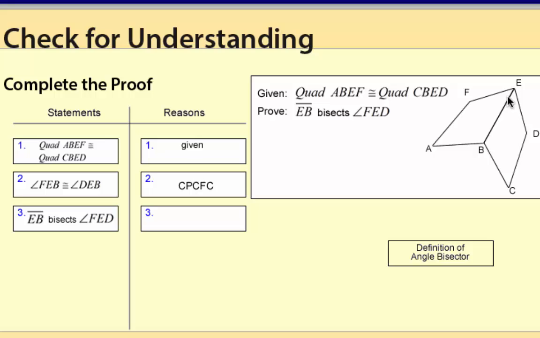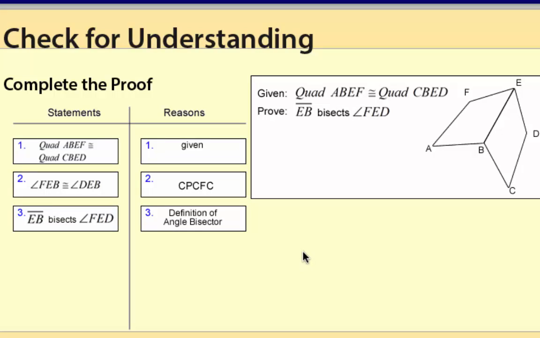Now the definition of an angle bisector says that the bisector divides an angle into two congruent pieces. And well, that's exactly what the segment EB does now, since we've said that the two angles are congruent. So there's your reason, definition of angle bisector.